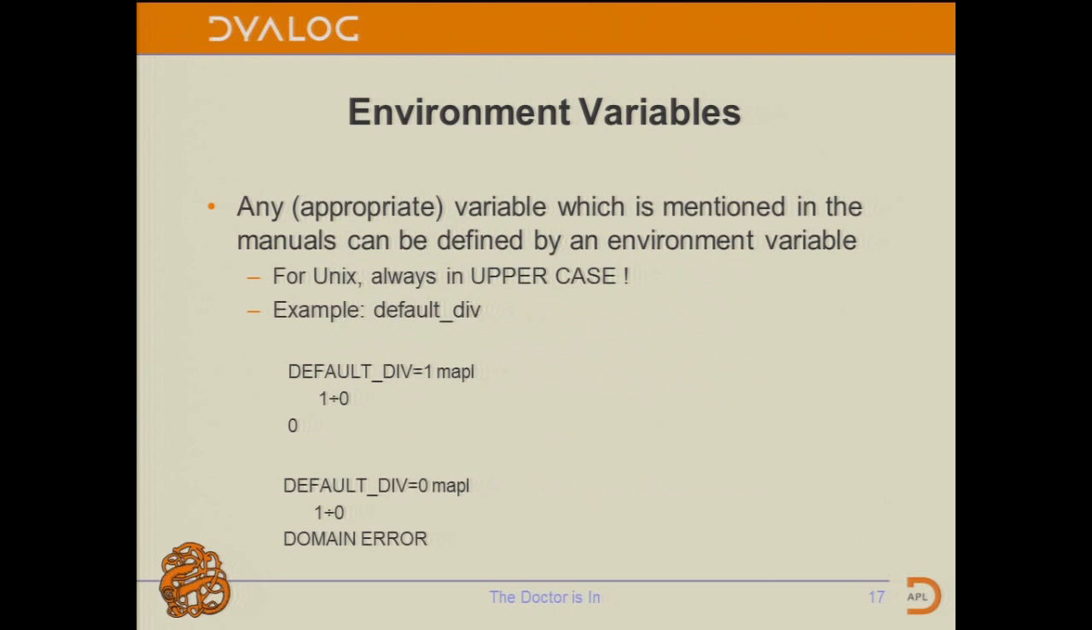Environment variables. If you use a Unix version of Dyalog APL, environment variables should always be defined in uppercase. So if you're running a Unix version, you can type things such as DEFAULT_DIV=1 and then start APL. And at that point, quad DIV has a value of 1. You can specify environment variables in Windows versions, either in the registry, where you'll find most of them are already. You can also put them on the target of the shortcut which you use to start APL with.